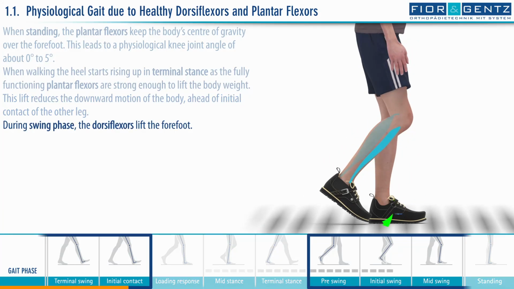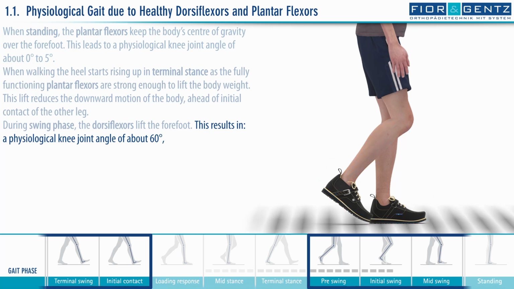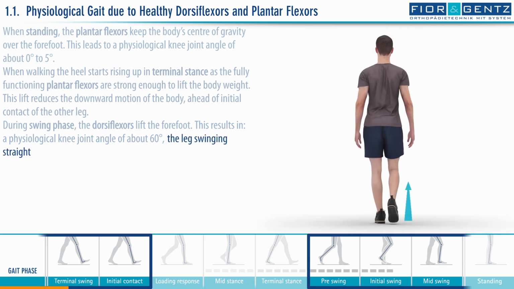During swing phase, the dorsiflexors lift the forefoot. This results in a physiological knee joint angle of about 60 degrees, the leg swinging straight, and a straight posture.